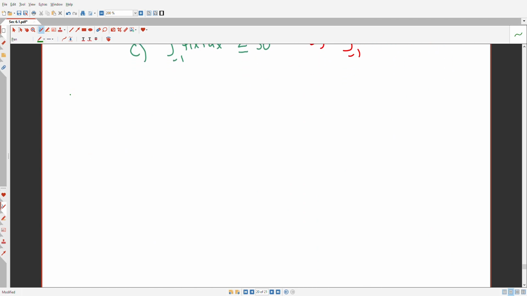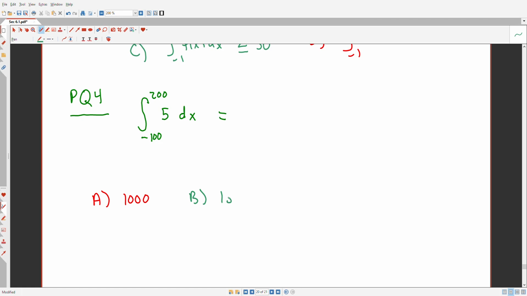So let's try Popper question 4. The definite integral from negative 100 to 200 of the function 5 dx equals which of the following options? Is it A, 1000? Is it B, 1500? Is it C, negative 1500? Is it D, 0?